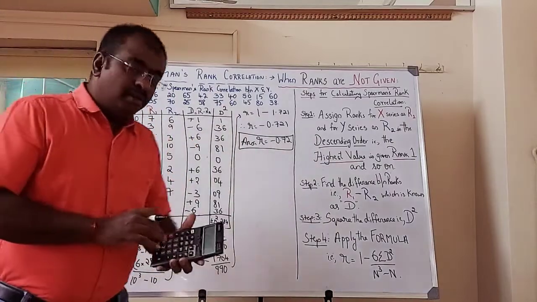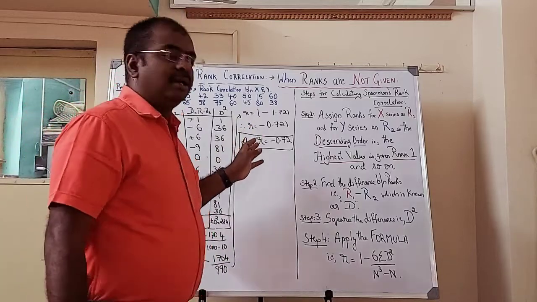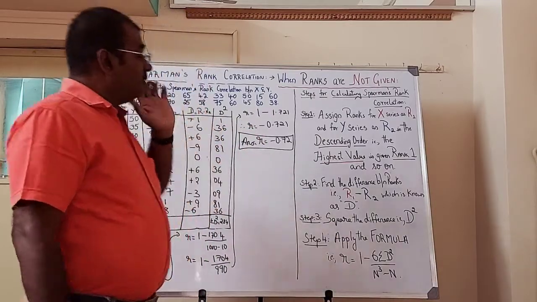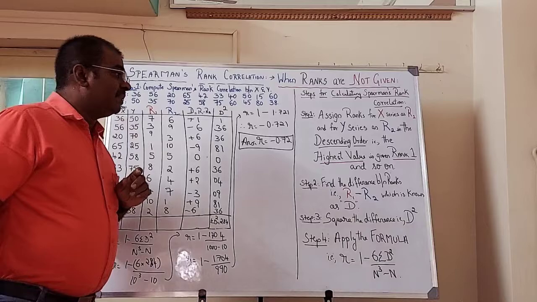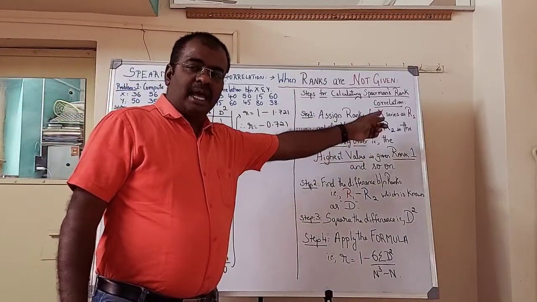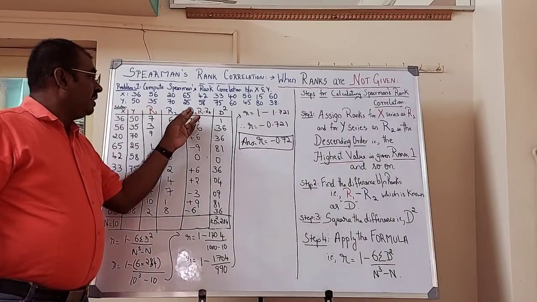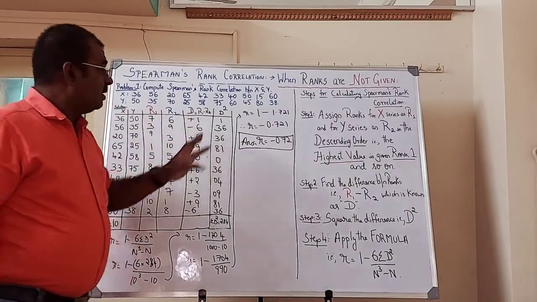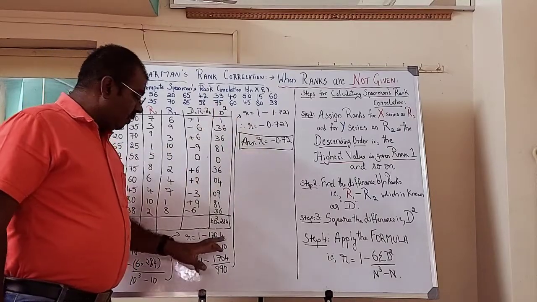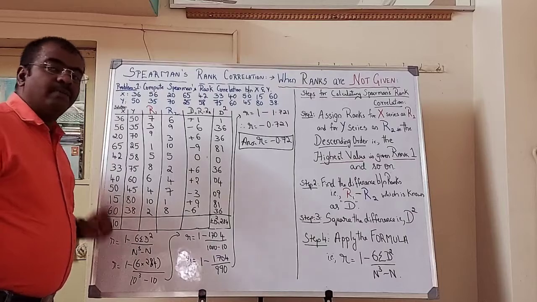So this is how we actually compute Spearman's rank correlation. I repeat once again, we had 4 simple steps. Number 1, assigning the ranks for the X series and Y series as R1 and R2, which we have done here. Second step is computing the difference between R1 and R2. The third step is calculating D square. And the final step is applying the formula.